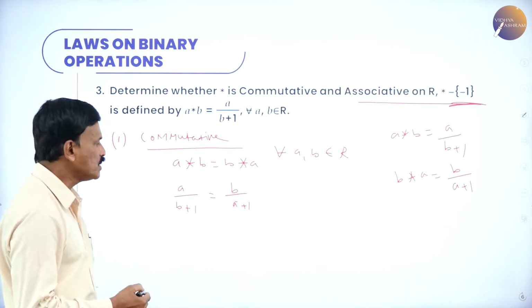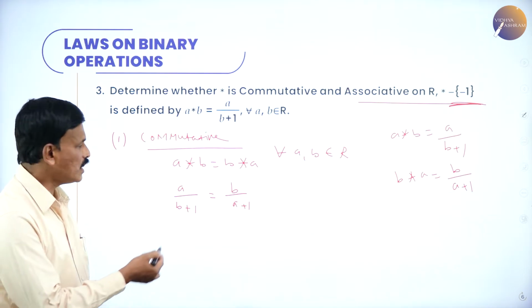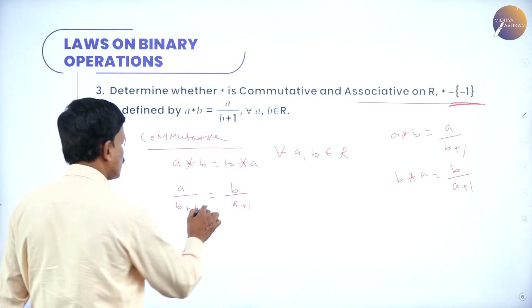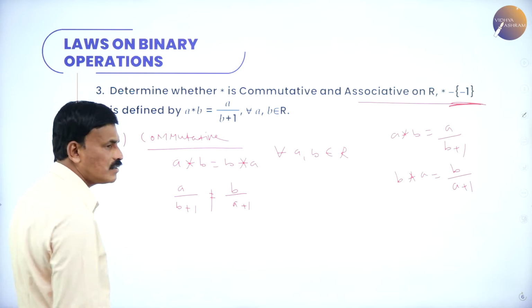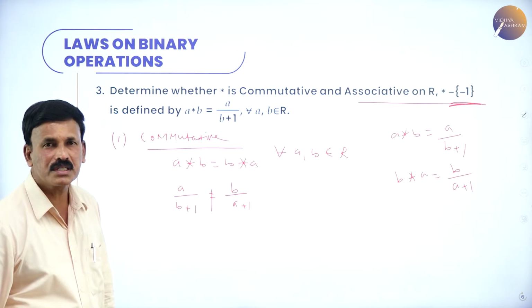So what do you say from this? A by B plus 1, and another one is B by A plus 1. Definitely this is not equal. So they are not equal. Therefore star is not commutative.